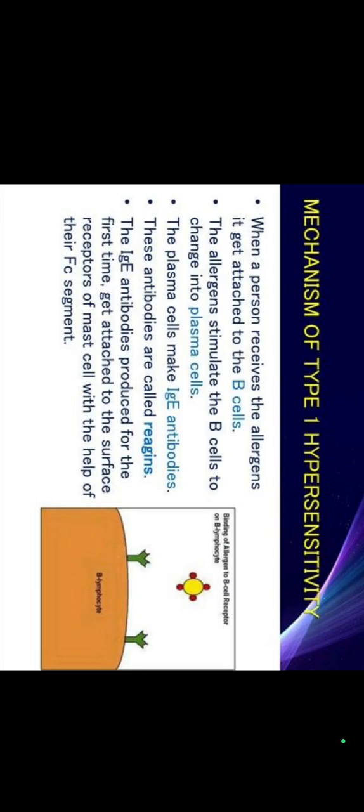Mechanism of type 1 hypersensitivity. When a person receives the allergen, it gets attached to B cells. The allergens stimulate the B cells to change into plasma cells. The plasma cells make IgE antibodies, which are called reagins. The IgE antibodies produced for the first time get attached to the surface receptors of mast cells with the help of their Fc segments. As this initial contact with antigen leads to priming of B cells, it is known as the sensitizing or priming dose. Subsequent contact with the allergen causes manifestation of hypersensitivity.